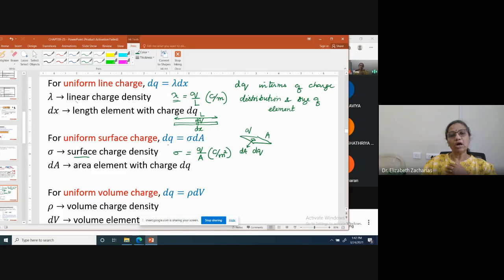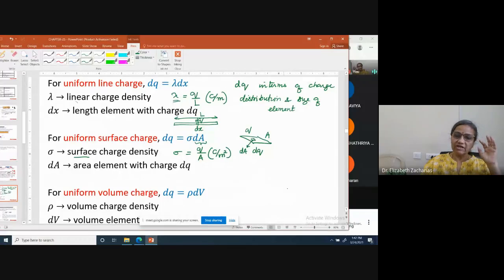Now I want to know how much charge is there in that area element dA. It is dq. So I can get dq in terms of the charge distribution. It is sigma into dA. Again, cost of 10 pens, cost of 1 pen, cost of 2 pens.